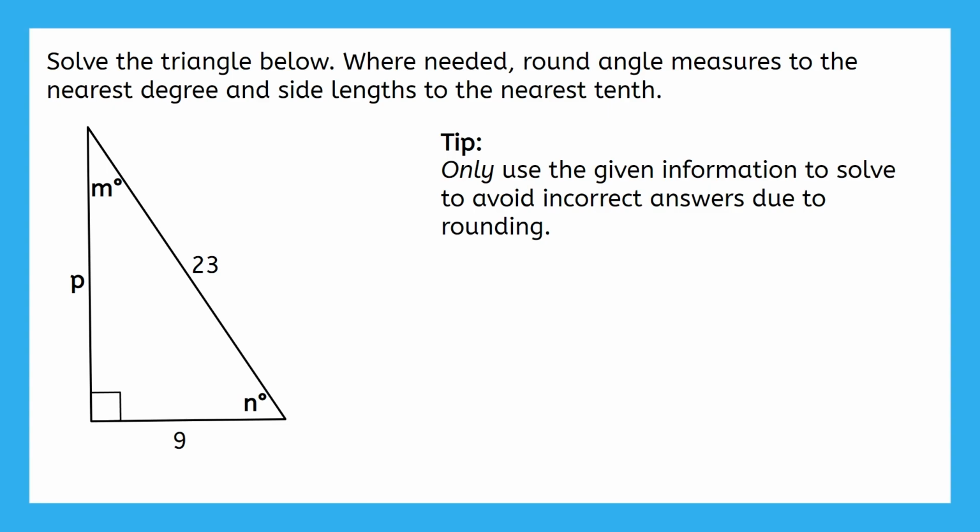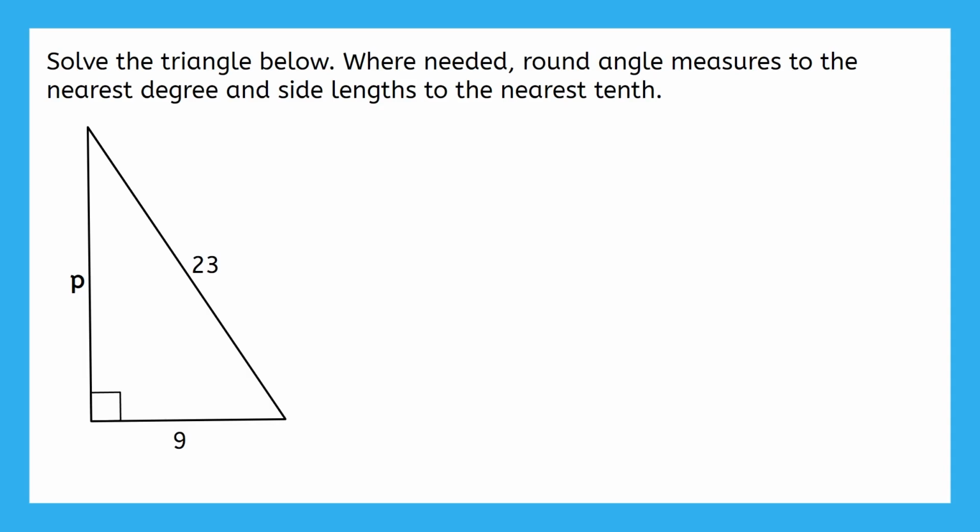Let's just start with P first. We actually don't need to use trig at all to solve for P. I have a right triangle with two known sides, so I can just use the Pythagorean theorem here. First, I will substitute my values in for A, B, and C. 9 and P are the legs of my triangle, so they're going to go in for A and B.